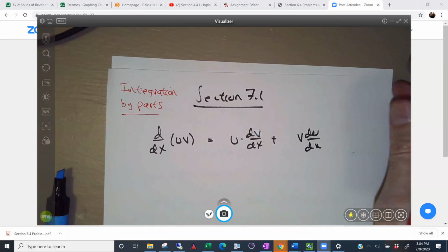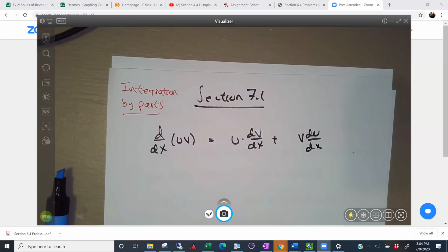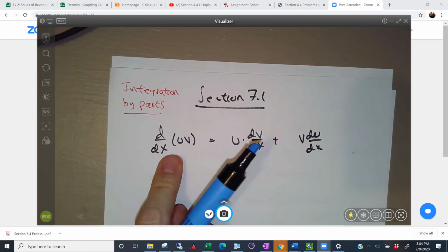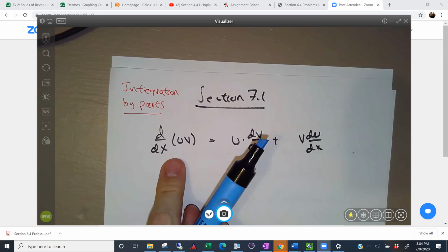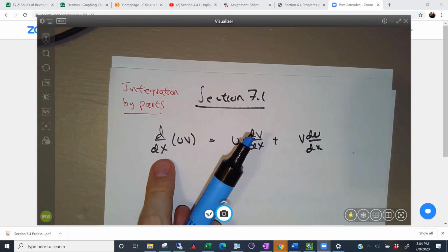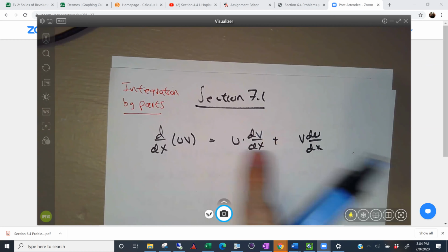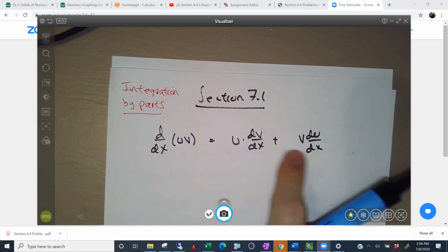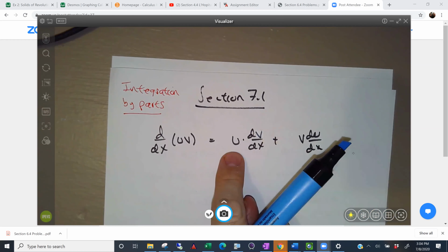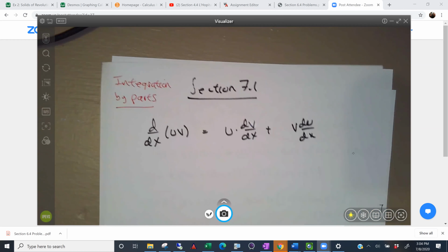So we're going to spend a lot of time in chapter 7 learning different tricks of integration, kind of like you learned tricks of differentiation. Now we're going to learn tricks of integration. So let's take a look at the product rule for differentiation. Derivative of the first times the second plus the derivative of the second times the first. Okay, so that's our product rule.